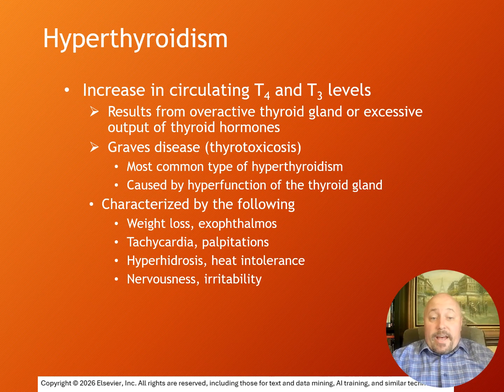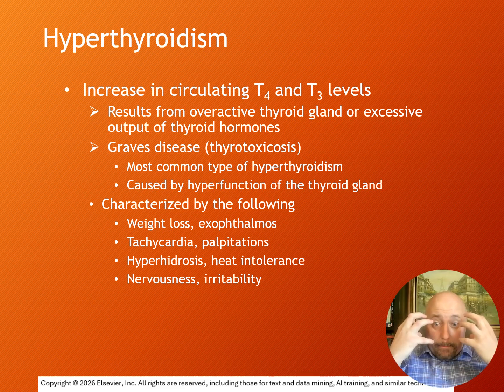Hyperthyroidism. In this case, we have too high levels of our T3 and T4. And again, that's going to correspond with a low level of TSH. It results from an overactive thyroid gland or excessive output of thyroid hormones. And in this case, we're going to be looking at conditions like Graves' disease. It's going to be characterized by big bulging eyes, along with weight loss, tachycardia, nervousness, irritability, and heat intolerance.